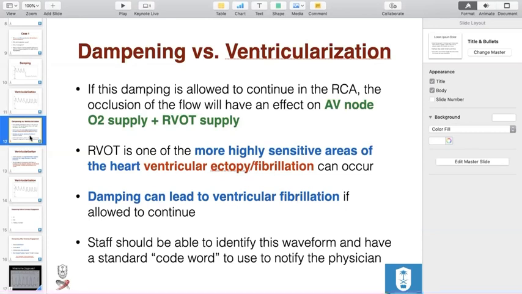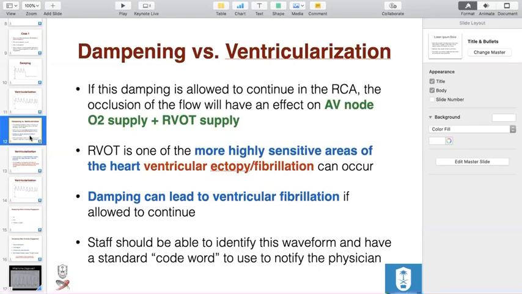You have to have good peripheral vision, not only manipulating the catheter but also looking at the hemodynamics while you're doing that procedure. So always make sure that the waveforms that you saw, the dampening and ventricularization, do not happen.